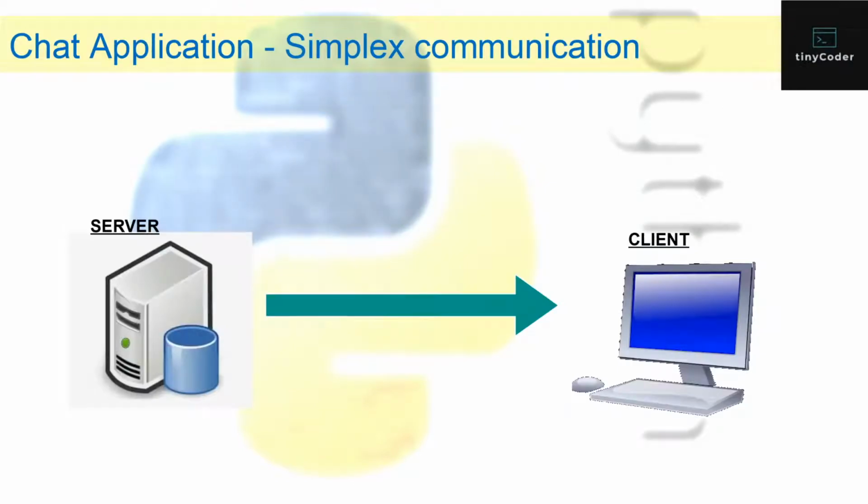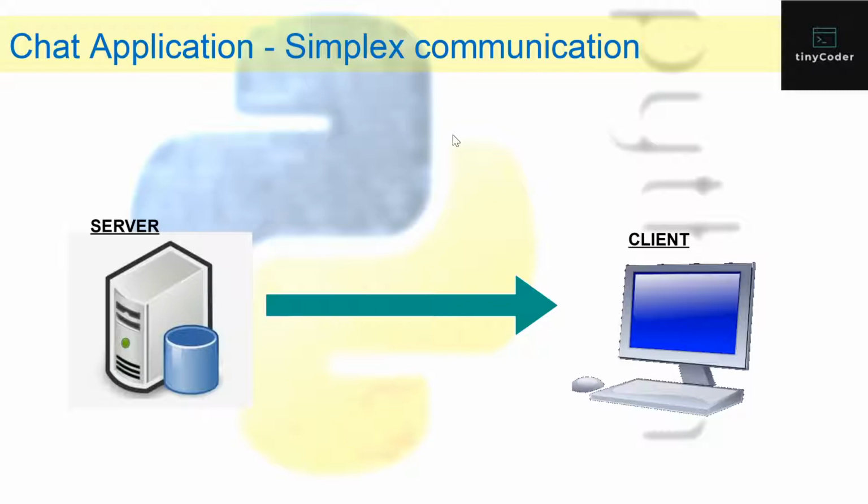The first one is Simplex Communication. It's basically a server here, and then there's a client. The server is kind of like the talker, so he will always keep on talking, and the client is kind of like the receiver, and he will just keep on receiving messages, but he can't send. So you can see it's just one way, and that's why it's called Simplex Communication. That's our first type.